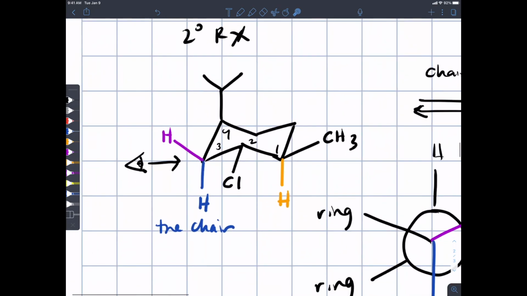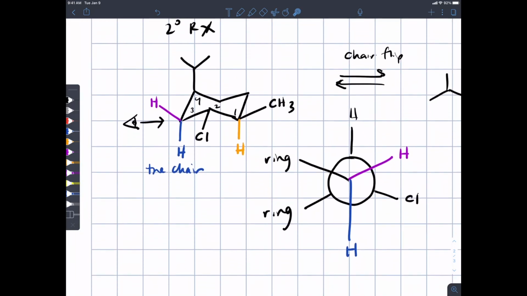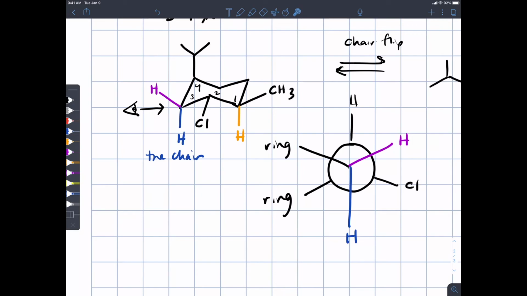But if I had given this problem to you just like this, and you hadn't thought about going to the other chair, you may have looked at that and said, no protons can be anti to the leaving group, therefore no reaction. Well, actually the purple one can if we go to the other chair. Does that sort of get what we're going for there?